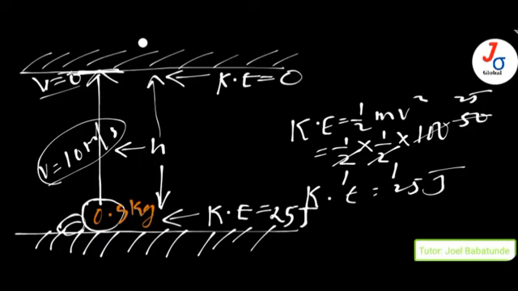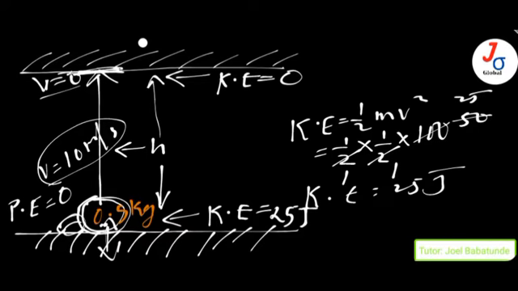Now before we go there, let's find the potential energy. Can we find the potential energy at the top? No, we can't, because they didn't give us the h. But we know that at the ground level there is no height, so potential energy here has to be 0, because in mgh, h is 0. So at the ground level, potential energy is equal to 0.